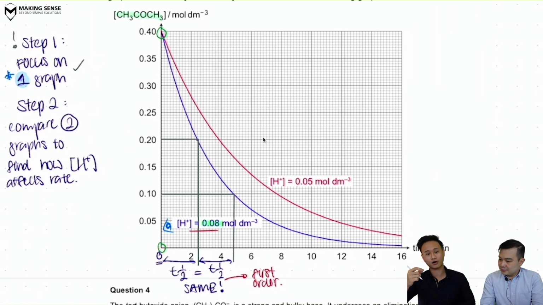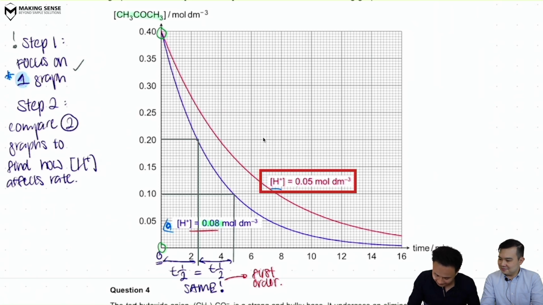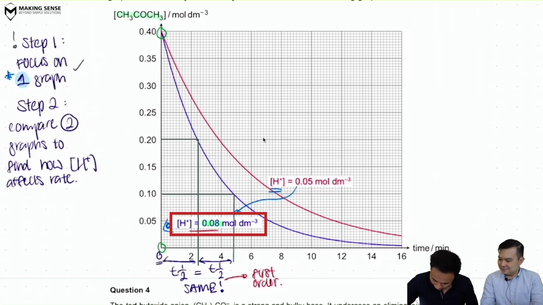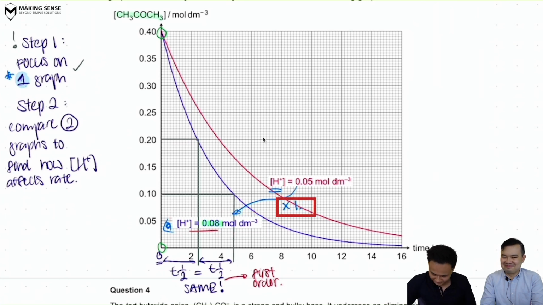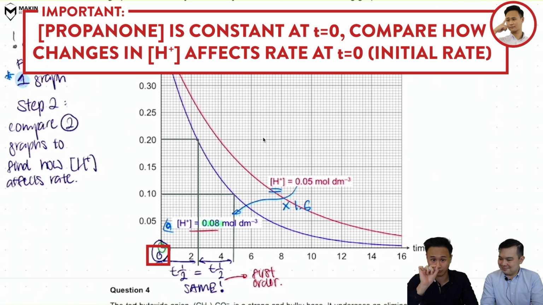So I want you guys to recall your tabular method, the table method, right? And we're going to do inspection, okay? So when the concentration of H plus increases by a factor of 1.6, excuse me, 1.6, okay? But I want to see how that affects my rate. But like I said, because you need to make sure the concentration of propanone is fixed, we're going to find the rate at t equals to 0, and that means initial rate.